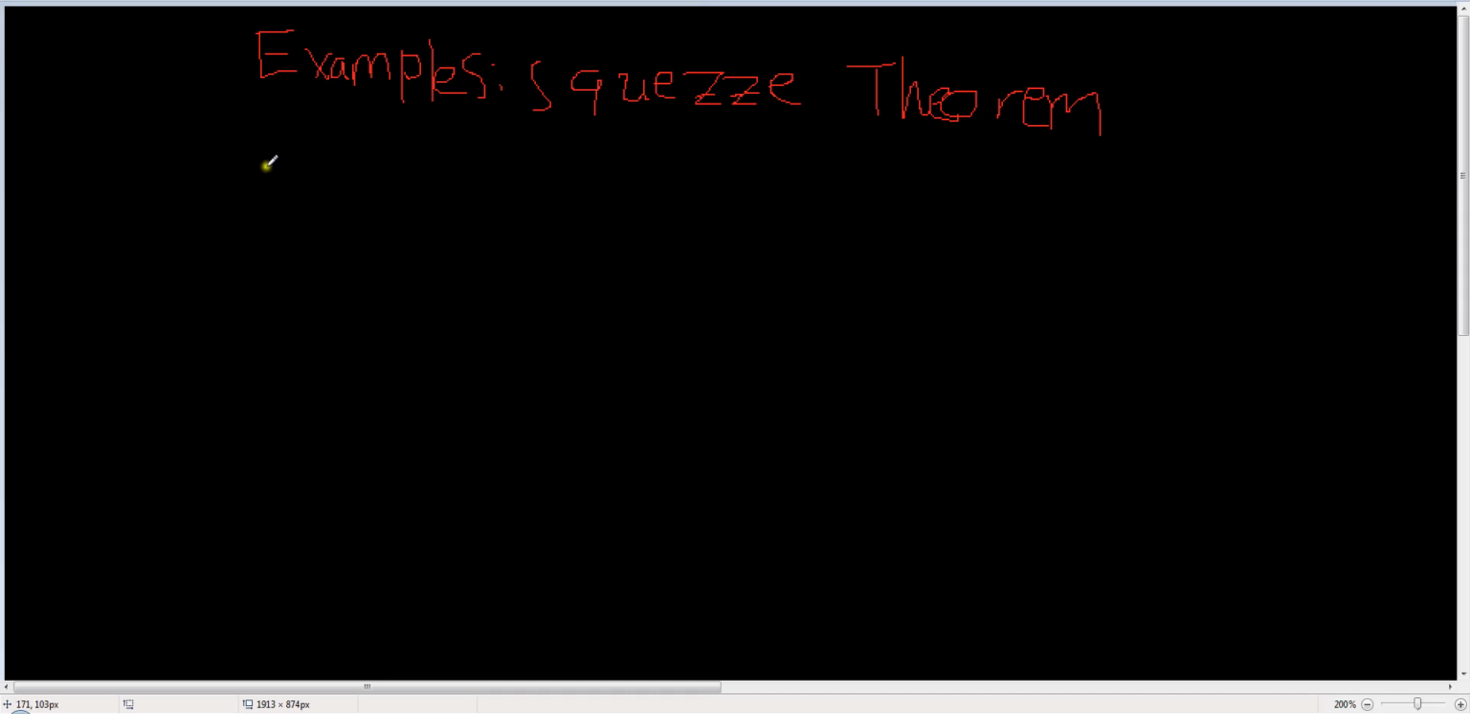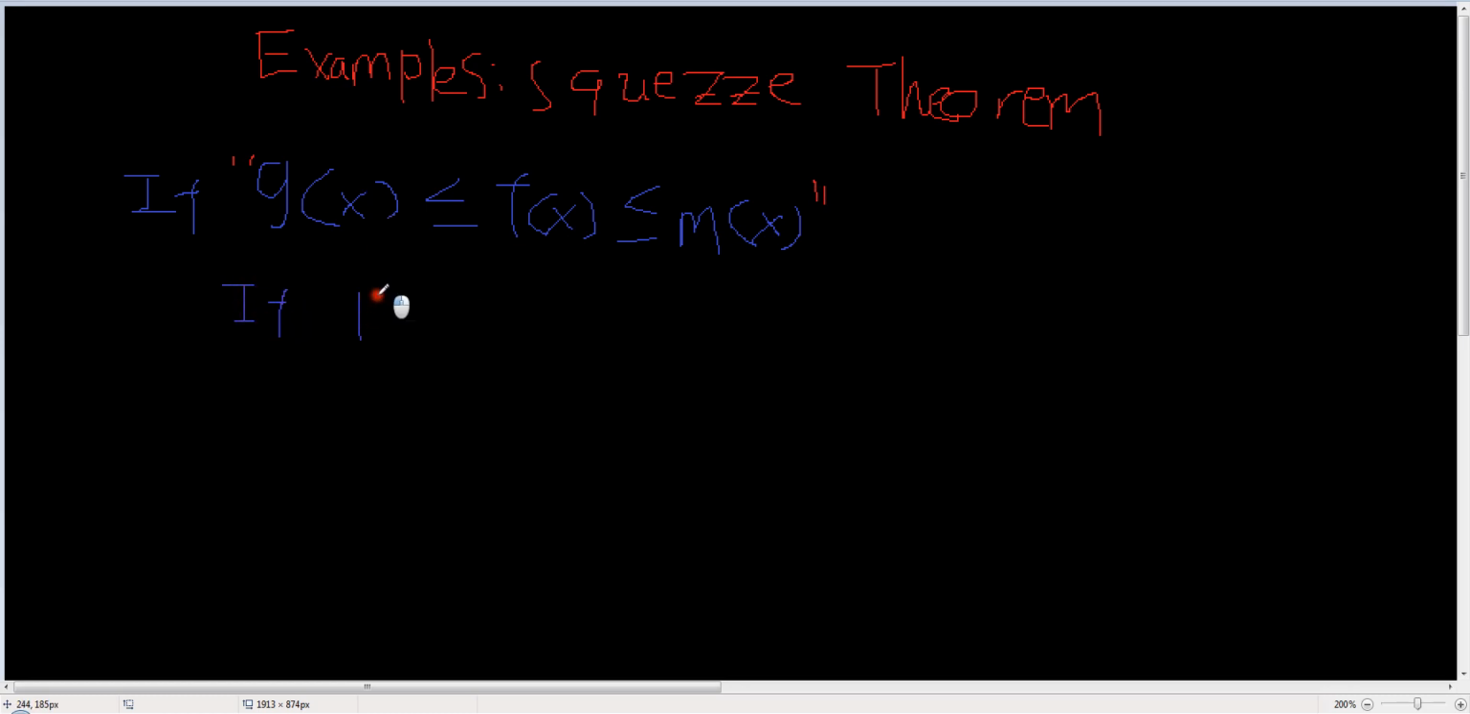So the squeeze theorem says if g of x is less than or equal to f of x, is less than or equal to m of x, and this is satisfied. And then we have another if.